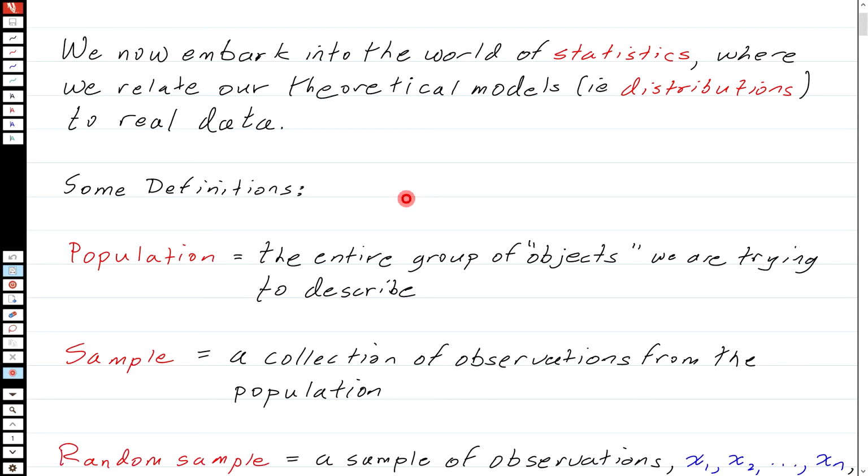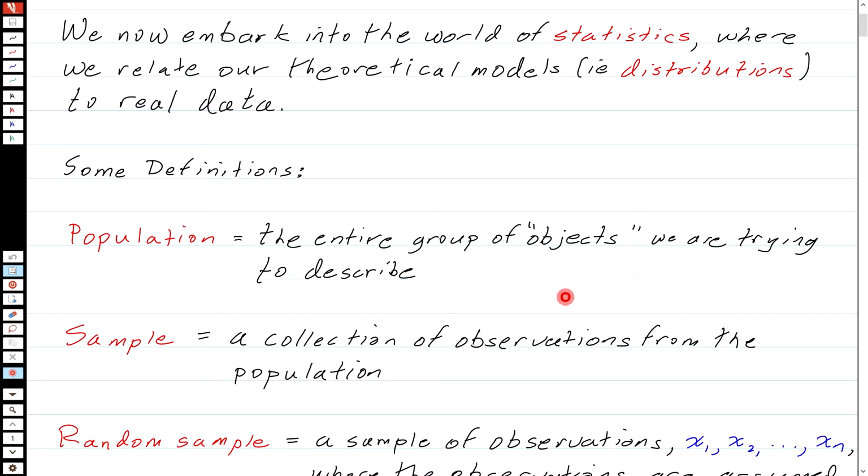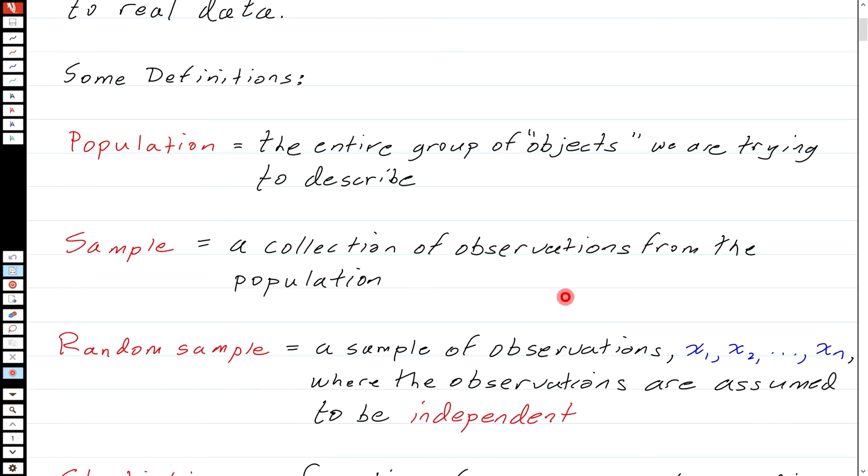We're going to talk about populations. So this is the entire group of objects. These will be random outcomes of experiments that we are trying to describe. A sample is a collection of observations from the population. And the sample space, of course, would be the complete collection of observations from the population.